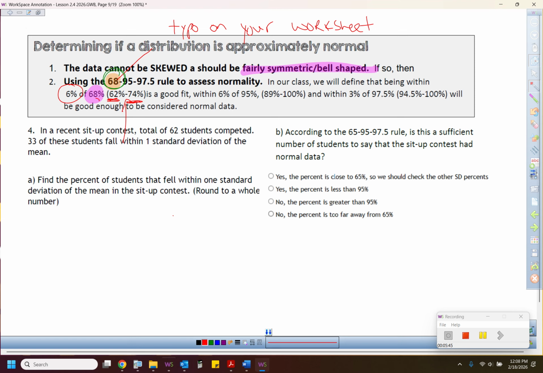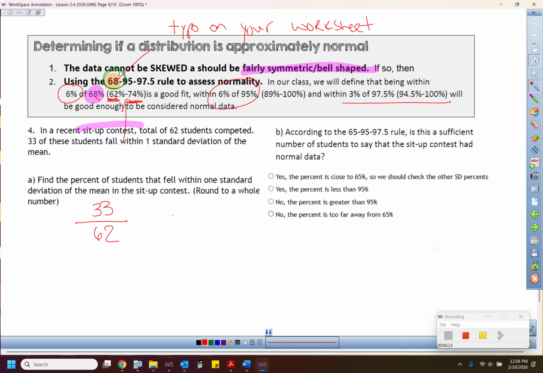But let's just dive in and try it. So we'll make up that I had a sit-up contest going on, and 62 total people competed. It says 33% of these students fall within one standard deviation of the mean. It says percent of those students that fell within one standard deviation. Let's do it.